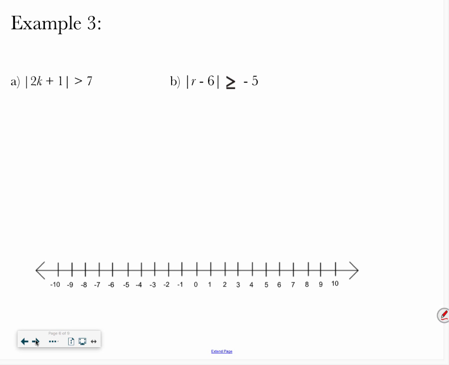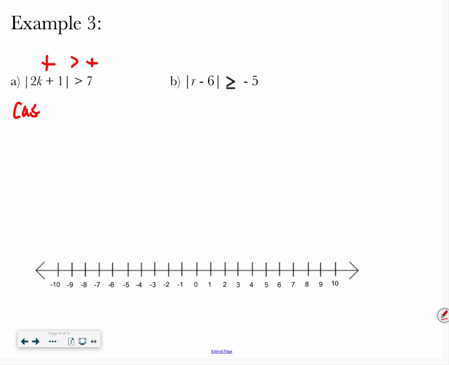We now have the absolute value is greater than. The other examples we were doing were all less than. Now let's talk about some greater than. So I have a positive is greater than a positive. Well, that can happen. So we set up our 2 cases.